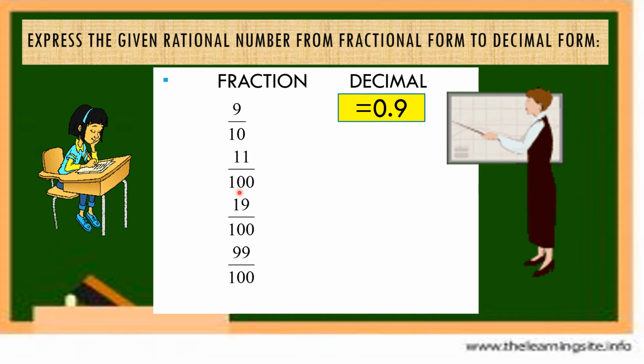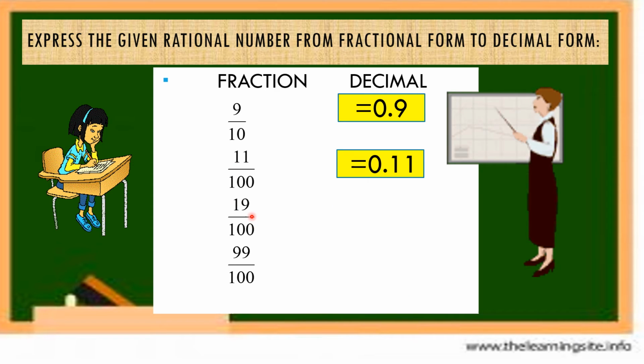We are in the next number, 11/100. Our denominator is 100 and we have two zeros. Our decimal point is after 11. We need to move the decimal point two places to the left. So what is the answer? The answer is 0.11, or 11 hundredths.